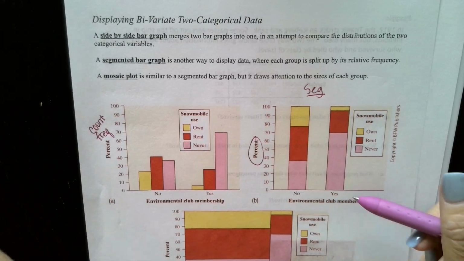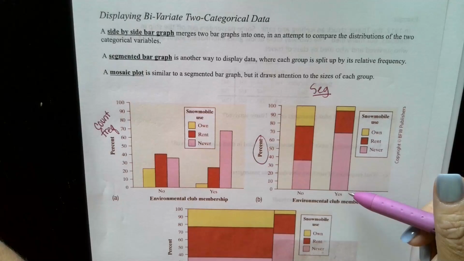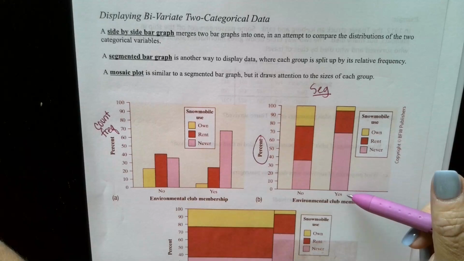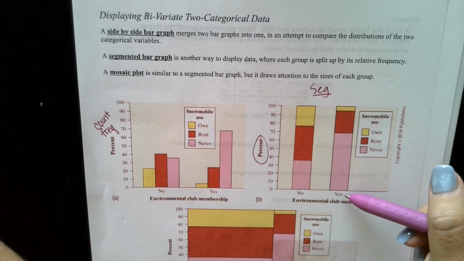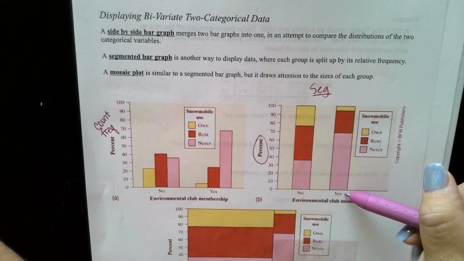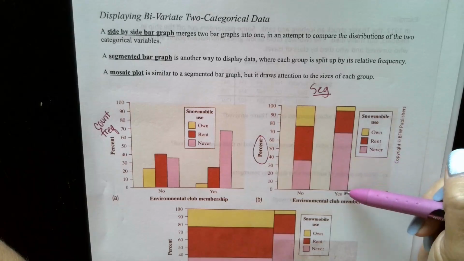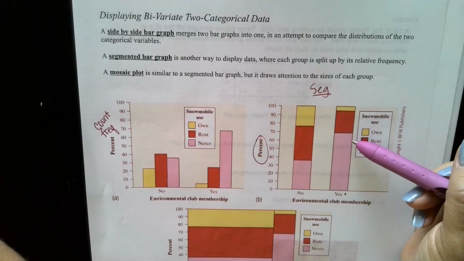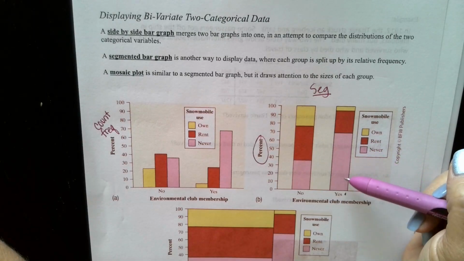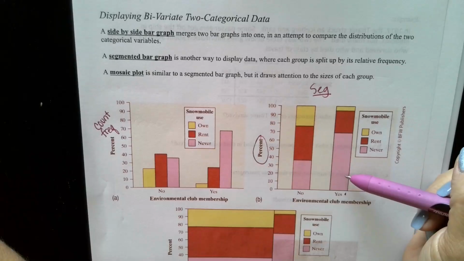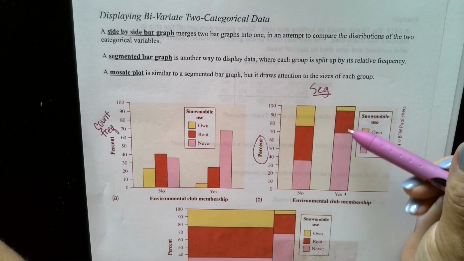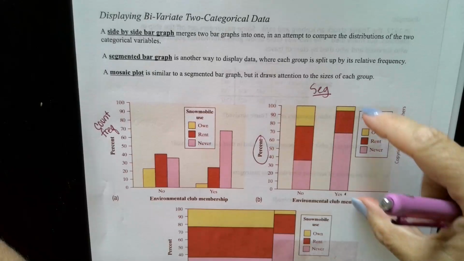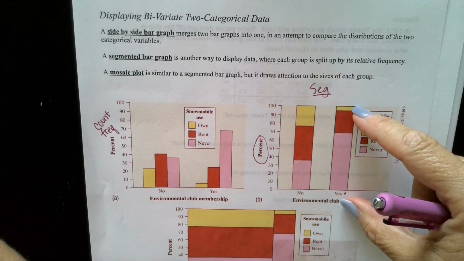And so we can look at this and say, okay, do the majority of the environmental club members, so that would be yes, they're a member, have they never been on a snowmobile? We would see this bar right here would be at about 70%, and so we could say yes, the majority of the environmental club members have never been on a snowmobile. So this is just another way to look at the data so that it sums to 100%.